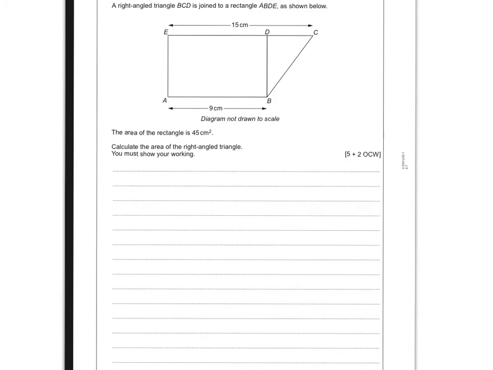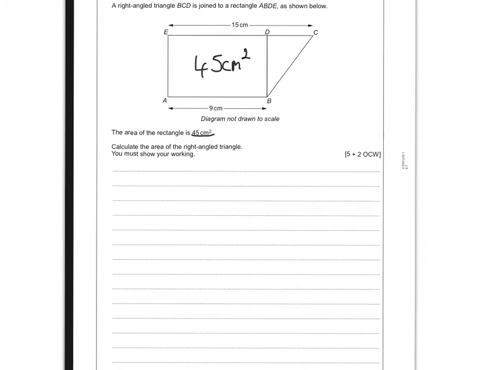These area questions are quite common. The first thing I would do is annotate the diagrams with every bit of information they give you. So they tell us we've got a right angled triangle, BCD, is joined to a rectangle, ABDE as shown below. The area of the rectangle is 45 centimetres squared. So let's write 45 centimetres squared in there.